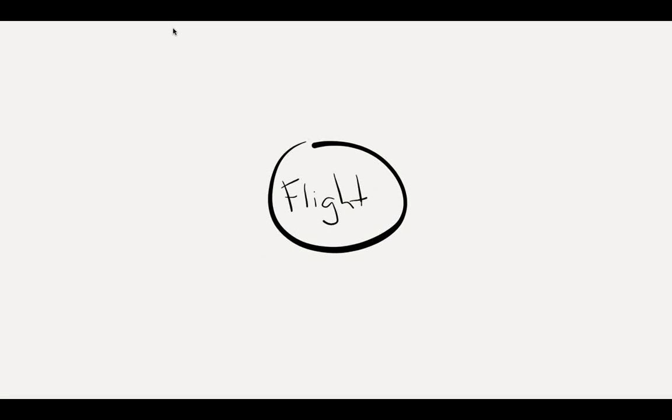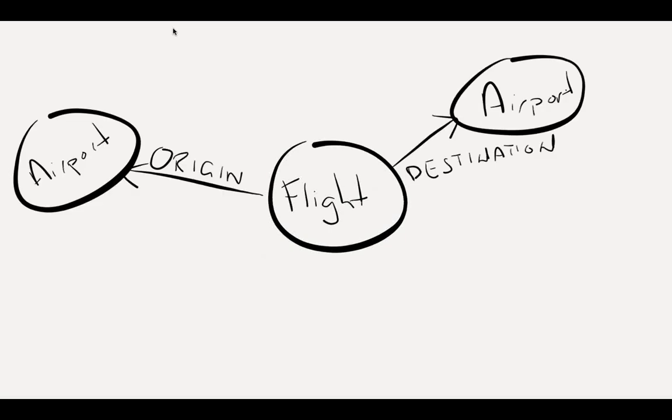Well, some of the cool concepts, of course, are a flight. And a flight has an origin airport and a destination airport. And this is kind of like the general model. Flights start somewhere, they go somewhere. And in fact, some flights may even have intermediate destinations too.